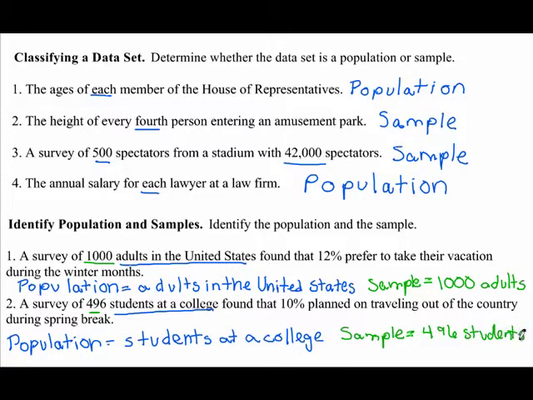So you can see the difference between the population, which represents all of them, in whatever category they're talking about. Here it's the United States, adults in the United States specifically. Here it is students at a college. And the sample is just that group that they're talking about.